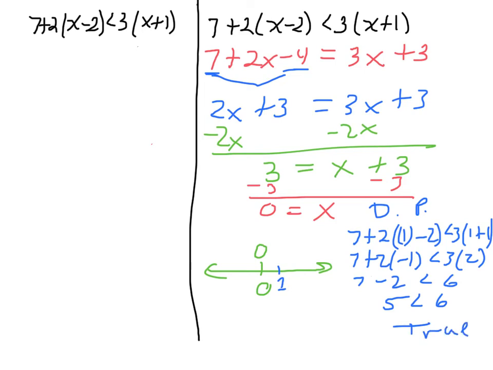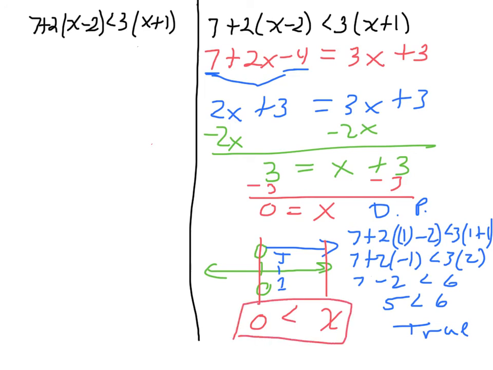So that means that the side that has the 1 on it, the 1 side, is true, which means my arrow goes in that direction. The arrow always goes towards the true side. And for my final answer, I put 0, I put x under the arrow, and then I use the less than symbol. Okay, so there's my final answer.